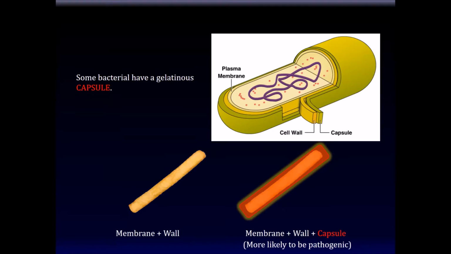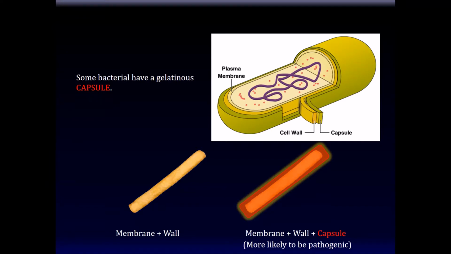All bacteria have a cell membrane. All bacteria have a cell wall. Do all bacteria have a capsule? Not all of them do. Some of them do. From inside out: plasma membrane, cell wall, maybe a capsule.